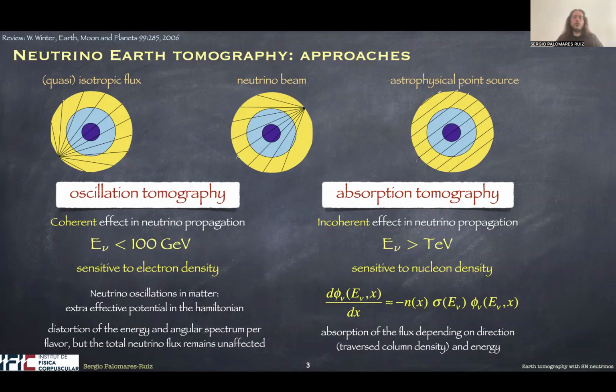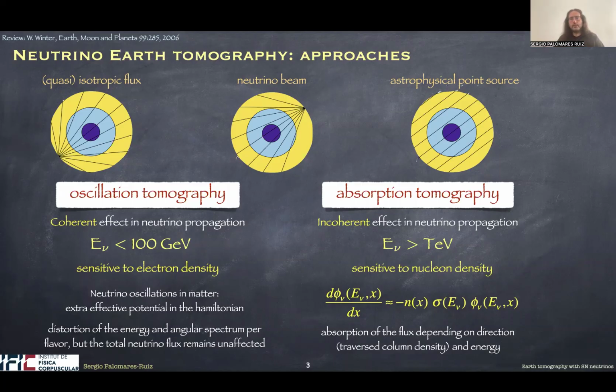For neutrino energies below 100 GeV, actually below tens of GeV, we can exploit the coherent effect of neutrino propagation through matter. This is sensitive to the electron density of the Earth, and this propagation of the neutrinos through matter basically adds an extra effective potential in the Hamiltonian, and that produces the typical oscillatory pattern when neutrinos go through matter. So this produces a distortion of the energy and angular spectrum per flavor of the incoming neutrino fluxes, but the total neutrino flux remains unaffected.